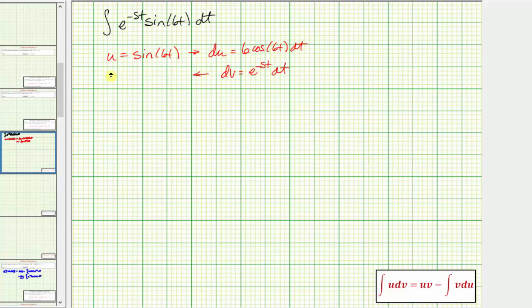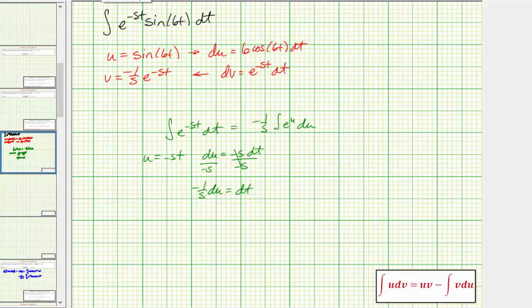And to find v, we integrate, which means you need to integrate e raised to the power of negative st dt. This requires u substitution, where u equals negative st, differential u equals negative s dt, dividing both sides by negative s. Notice how negative 1 divided by s differential u equals dt. So we can write the integral as negative 1 divided by s times integral of e to the u du, which means with respect to t, v is equal to negative 1 divided by s e to the negative st.